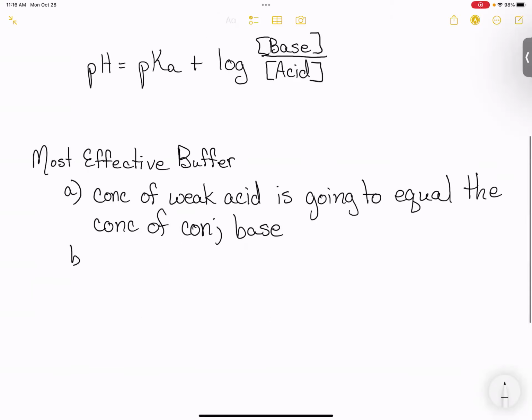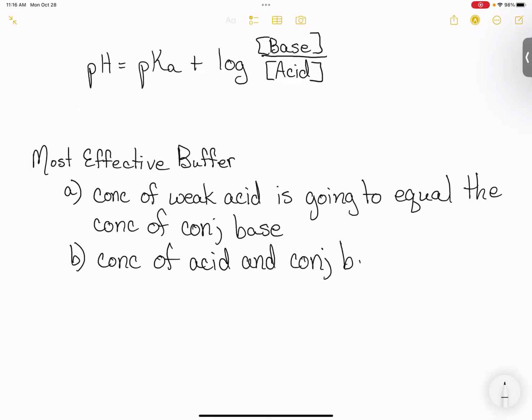The second factor is that you want the concentration of the acid and base to be high. Let's face it, the higher the concentration of that weak acid, the more sodium hydroxide you could add to the buffer and it not impact the pH. So those are two qualities that will make for an effective buffer.